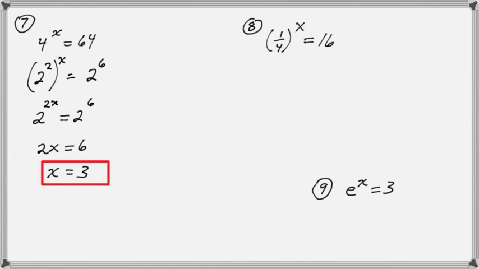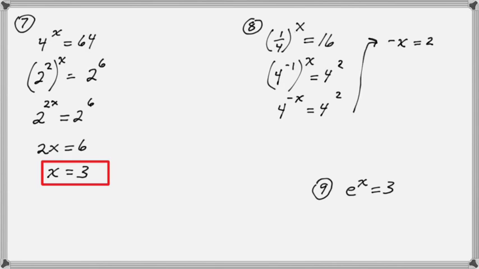You could do these with 4 to the negative 1, because 4 to the negative 1 is 1/4. You could also break it into 2's. And so power to a power, you multiply exponents. 16 is 4 to the second. So if the bases are equal, the expressions are equal, you know that the exponents have to be equal.